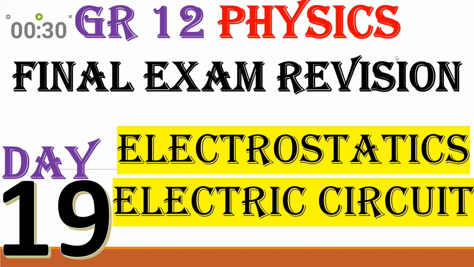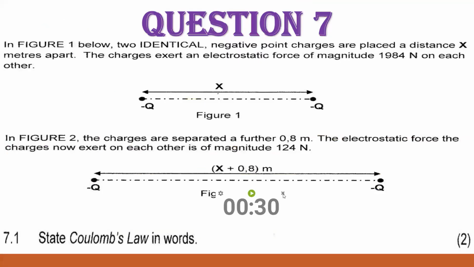Welcome back. Let's continue. Day 19, electrostatics and electric circuit questions coming now. So what are we doing? We are giving you 30 seconds for each question to try, and we are showing our correct answers. All right, let's start. Your first question, Coulomb's law in words.